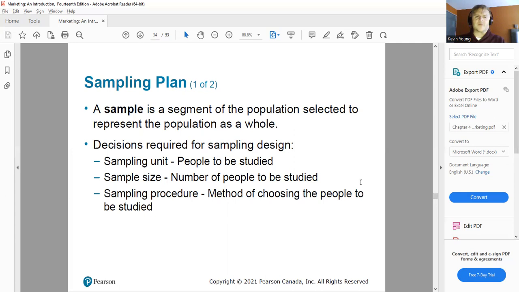Decisions required for sampling design. Well, your sampling unit, which is who are the people going to be studied, your sample size, how many people, and the sampling procedure, which is the method of choosing the people to be studied. Who are we going to choose? Right? We're going to go across the country. We're going to choose from one province. We're going to choose from one area of a city. How is that going to look?